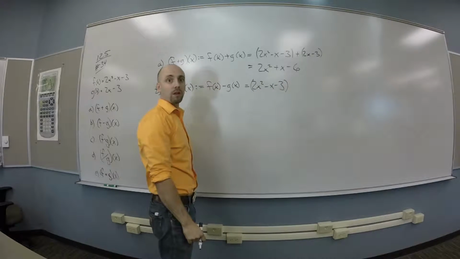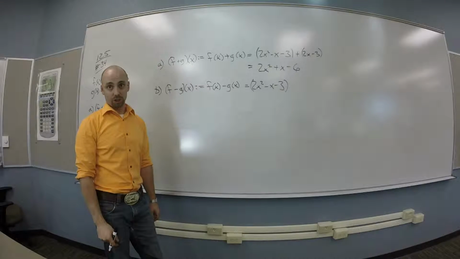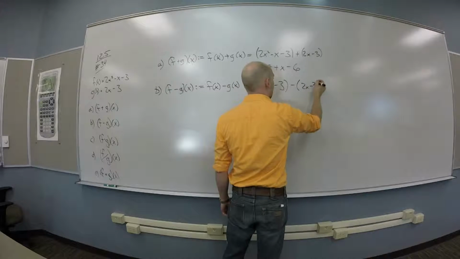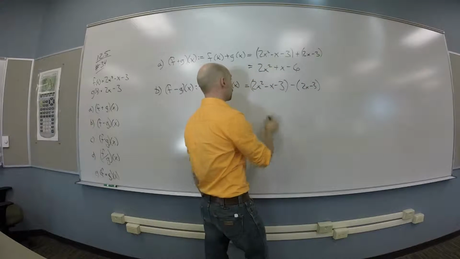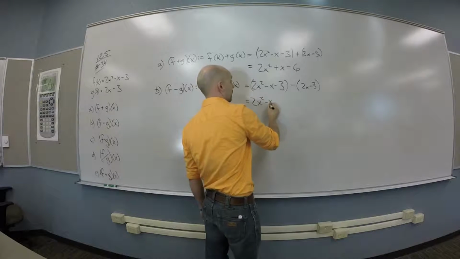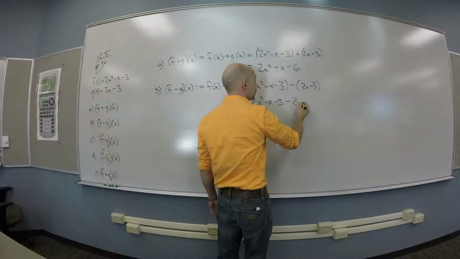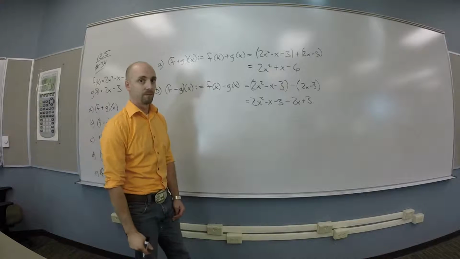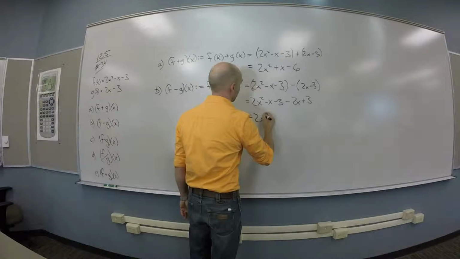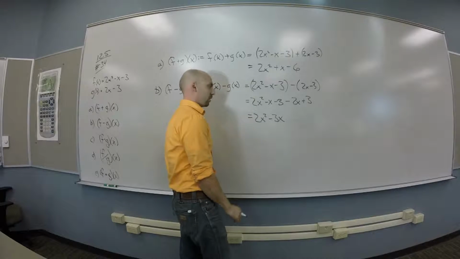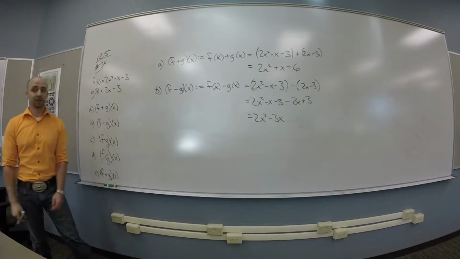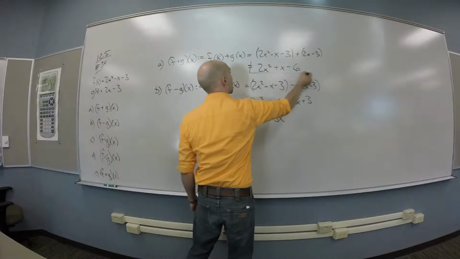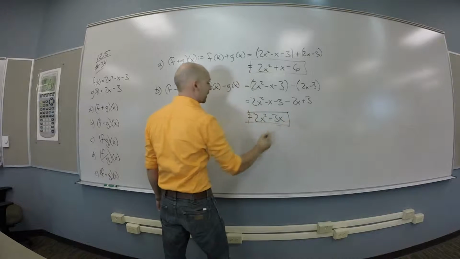That's my f. To subtract 2x minus 3, I need to subtract the whole quantity 2x minus 3. Which will really mean that I'm doing 2x squared minus x minus 3 minus 2x plus 3. Now what? Which is 2x squared minus 3x. And this one I could certainly factor, right? But I'm not going to. Cool? All right, so that was A. That's B.